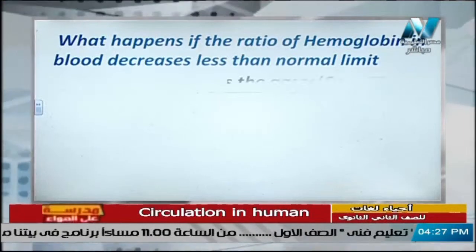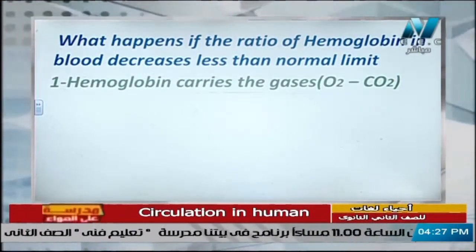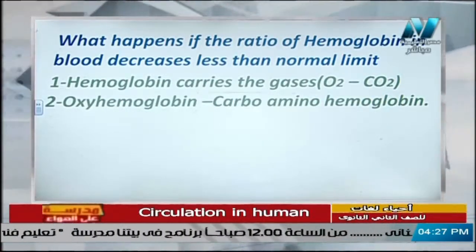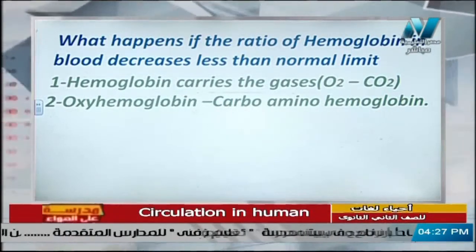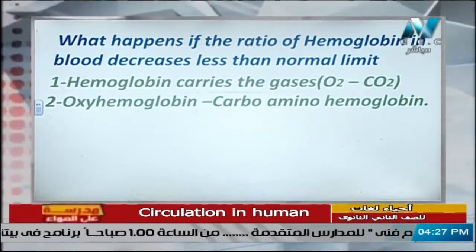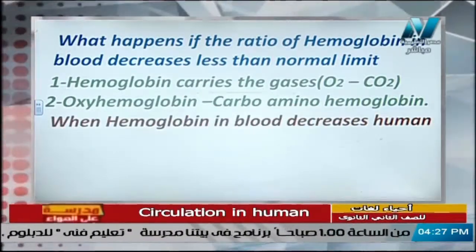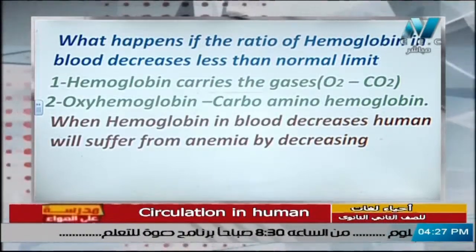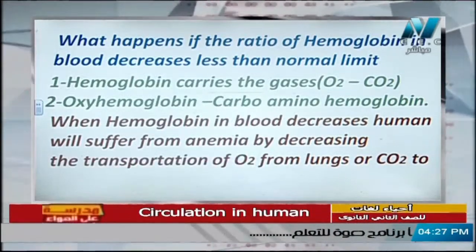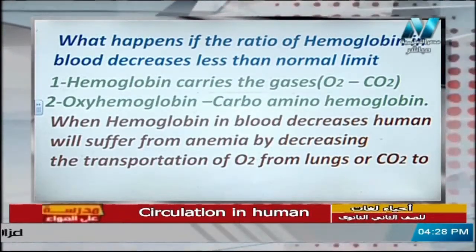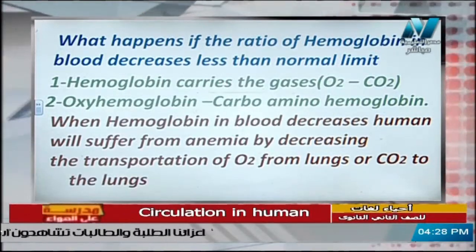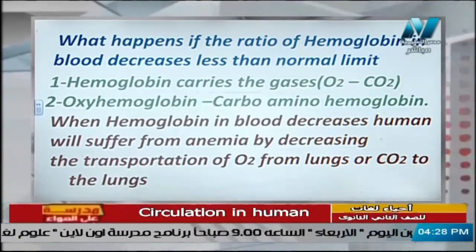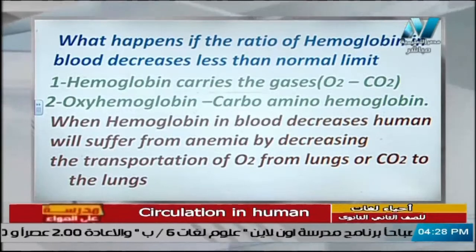It asks what happened, let's see it together. Hemoglobin carries oxygen and carbon dioxide, at the same time as oxyhemoglobin and carboaminohemoglobin. So here in number 3, when hemoglobin in blood decreases, the human will suffer from anemia by decreasing the transportation of oxygen from the lungs or carbon dioxide to the lungs. Of course the amount of carbon dioxide leaving will be weak. So the human suffers weakness from any activity, and feels tired from the least effort.